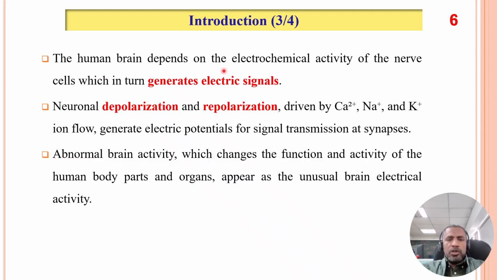Our brain depends on electrochemical activity within nerve cells, which generates electrical signals. This electrical signal depends on depolarization and repolarization in the neuronal cells, which is driven by calcium, sodium and potassium ions. Those ions generate electrical potential for signal transmission at synapses. Abnormal brain activity changes the function and activity of the human body parts and organs, or shows up as unusual brain electrical activity.